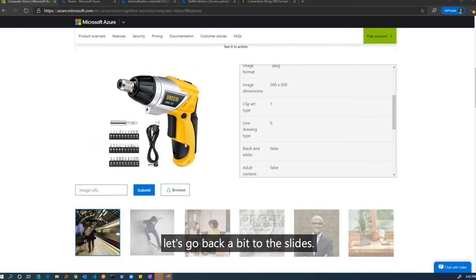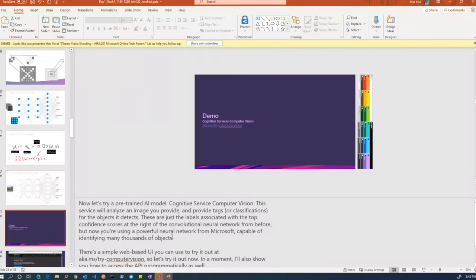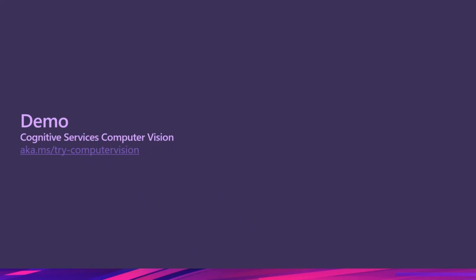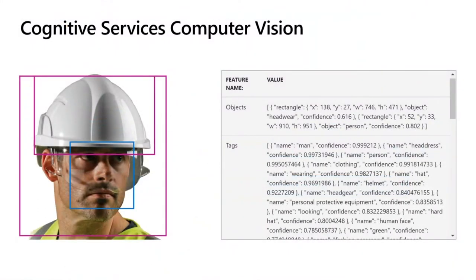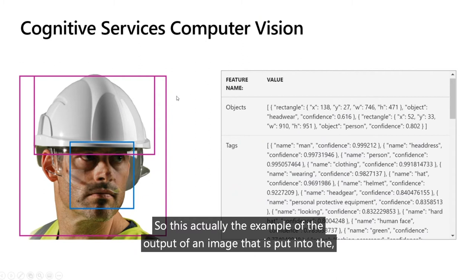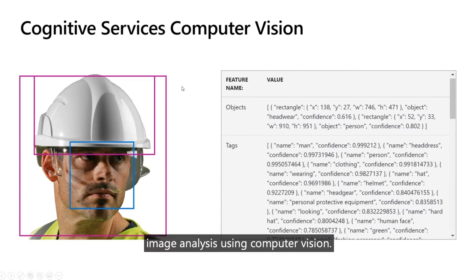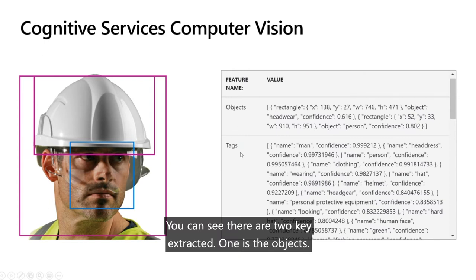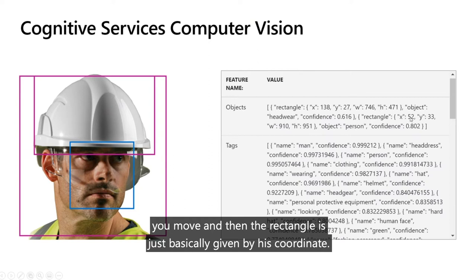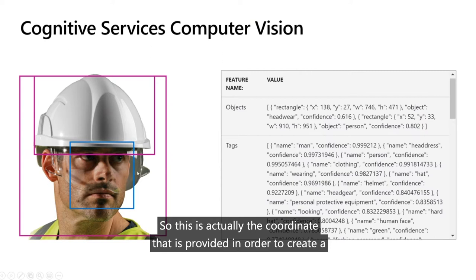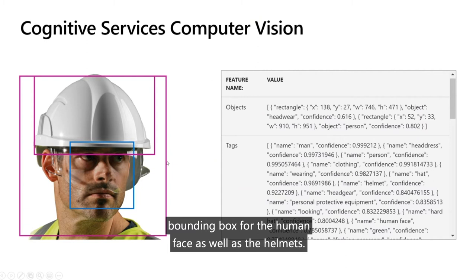So let's go back a bit to the slides. This is an example of the output of an image that is put into the image analysis using Computer Vision. You can see there are two key extractors. One is the objects. This basically determines what the model can actually detect in the image. For example, it detects headwear in the image as well as a person in the image. And the rectangle is given by its coordinates. So these are the coordinates provided in order to create a bounding box for the human face as well as the helmet.